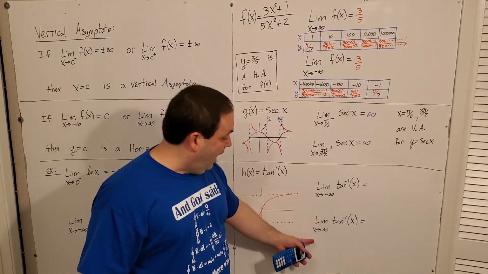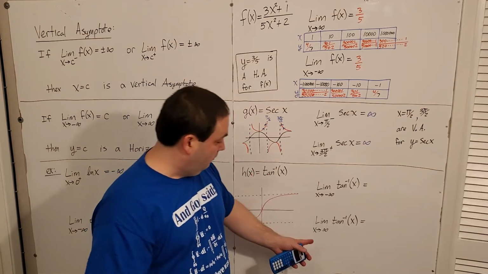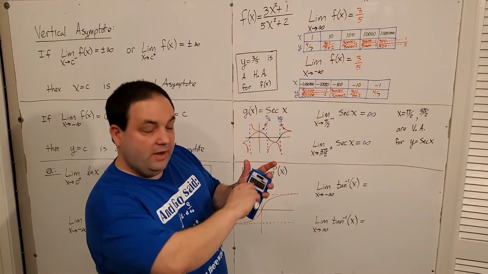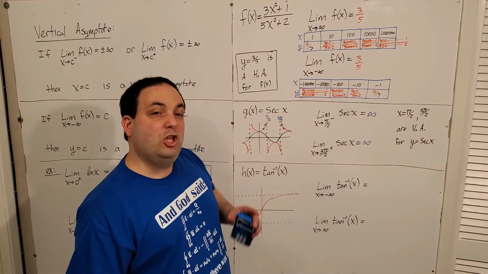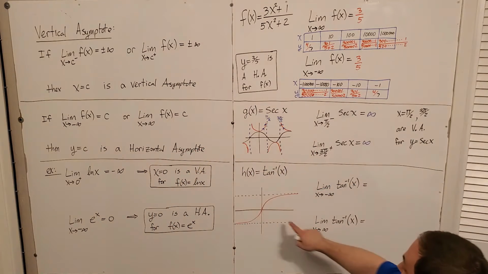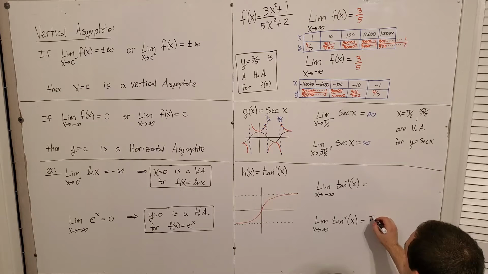The larger I let x go to positive, I plugged in 1,000,000, right? If I typed in 1,000,000,000, it would be 1.571. It would be even closer, okay? As x goes to infinity here, this line is represented by pi over 2.